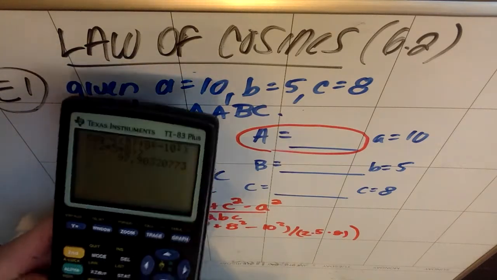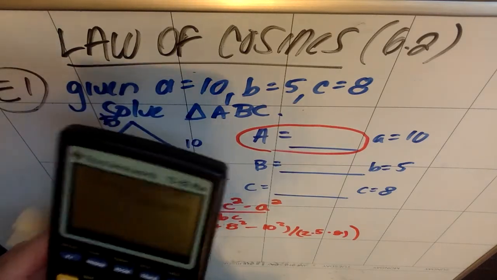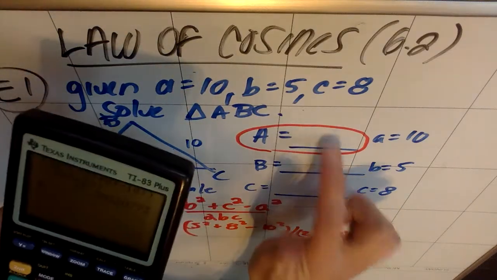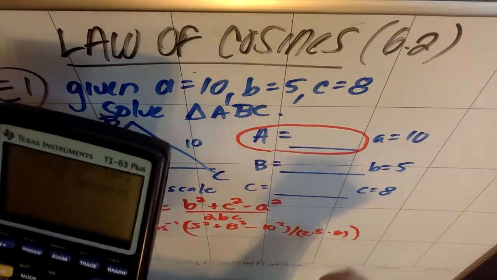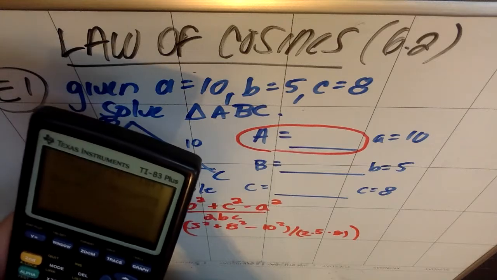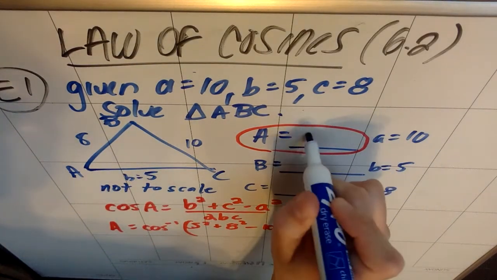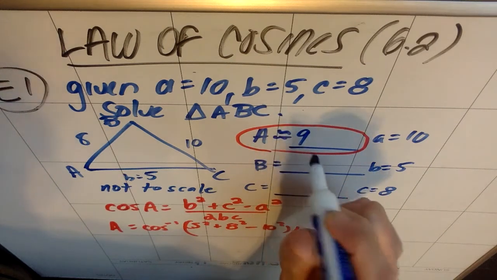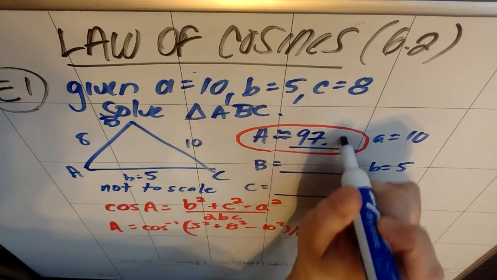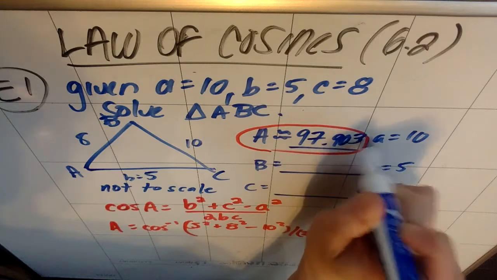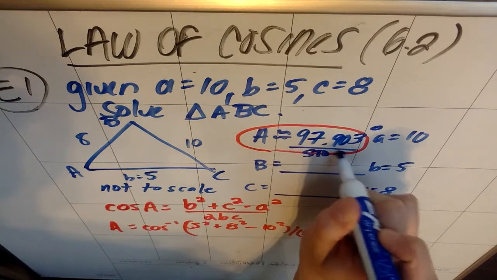I'm not surprised that it's a big angle. 97 degrees is a big angle. It's obtuse because I picked the biggest side, so that's the biggest angle. I'm going to store that as A because I'm going to need it again. So I get that this is a 97, and I'm going to change that to a squiggle for approximately 97.903 degrees. I'm going to note to myself that I stored it as A.